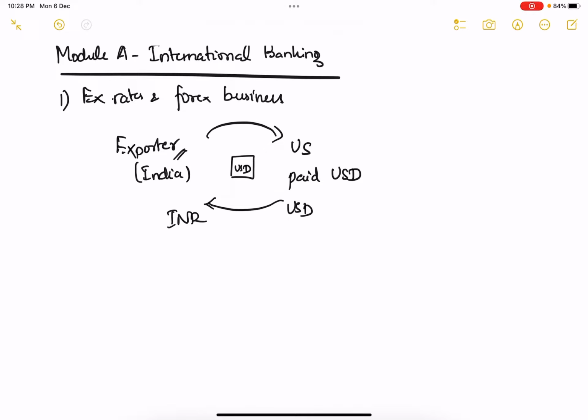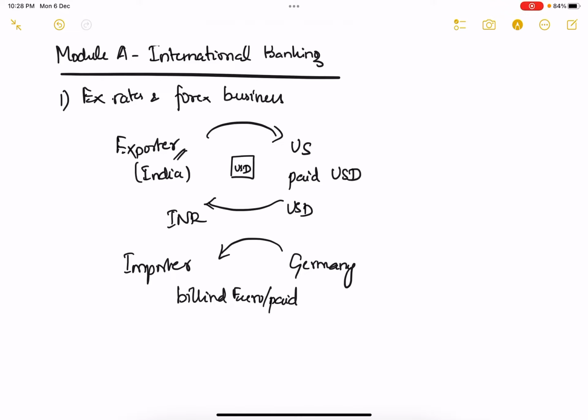Let me give you another example. I am an importer and I have to import goods from Germany. In such a case, it will be billed in euro or paid in euro. So I will have to convert INR to euro in this case. So here comes the need for exchange of currency.